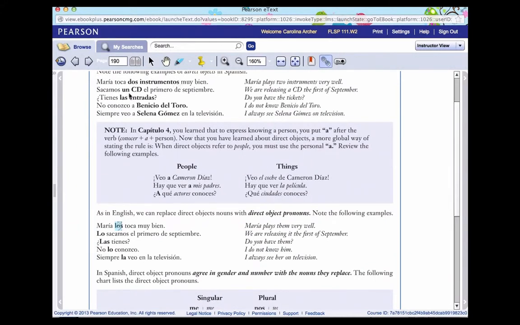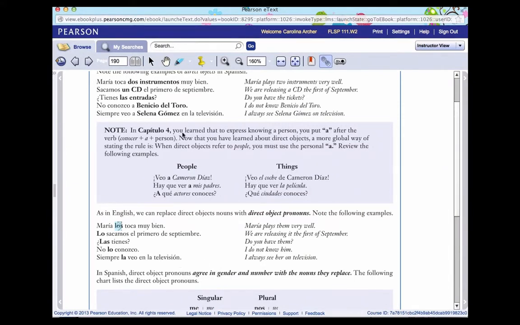Okay. And the second here. Sacamos un CD el 1 de septiembre. We're releasing a CD the 1st of September. So sacamos un CD. We're releasing it. That would be in English. How would it be in Spanish? This is singular and masculine. Okay. So lo sacamos el 1 de septiembre.